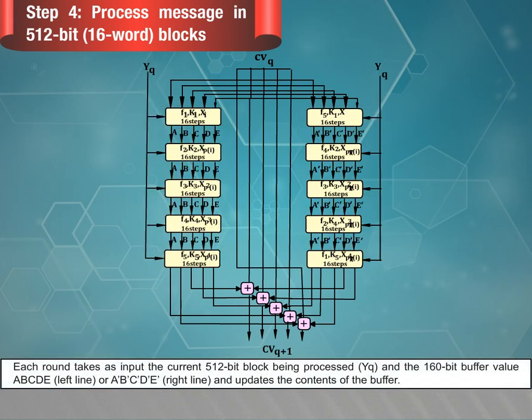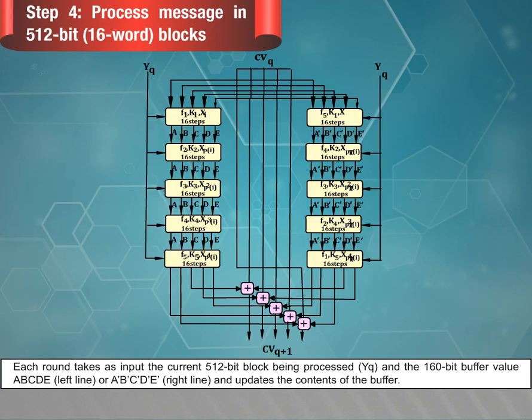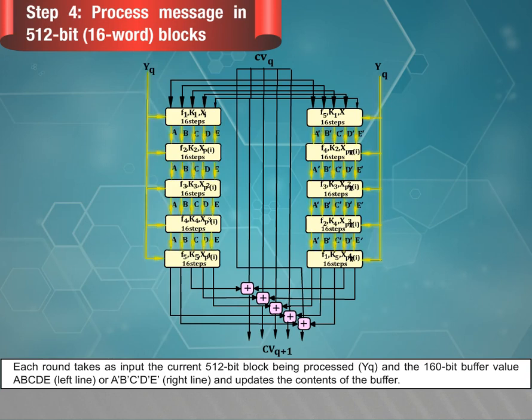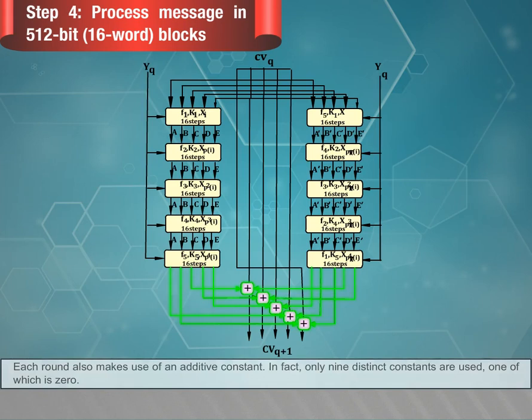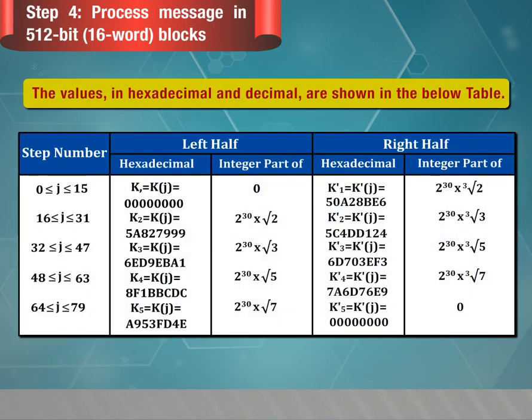Each round takes as input the current 512-bit block being processed, Y, and the 160-bit buffer value A, B, C, D, E (left line) or A', B', C', D', E' (right line), and updates the contents of the buffer. Each round also makes use of an additive constant. In fact, only 9 distinct constants are used, one of which is 0. The values in hexadecimal and decimal are shown in the table below.